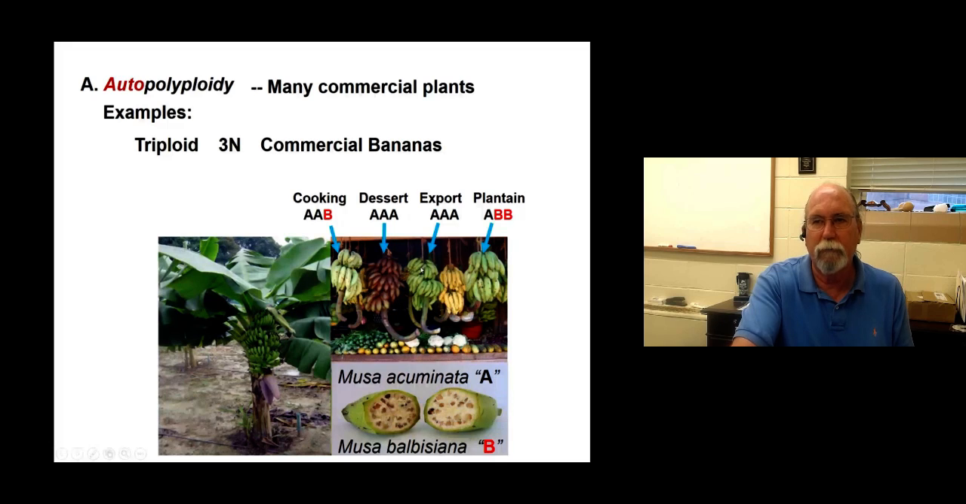And it turns out that the Cavendish type, the export bananas, the ones that we receive, are actually a triploid. They're a triploid of a classic naturally occurring form, Musa acuminata, that we'll call type A here, and they're a triploid of that type A.